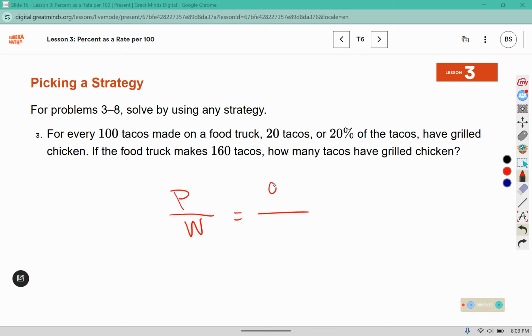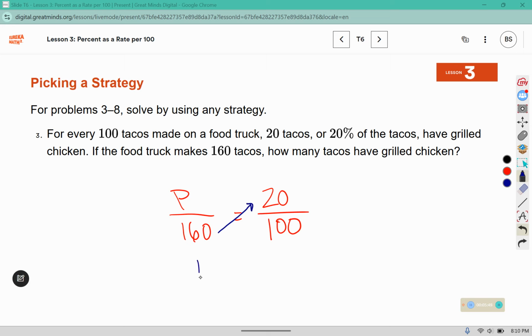Part, whole, percent, 100. This is 20% have chicken. So if we're looking for how many have chicken, we're going to put the 20% here. This is all the tacos they make. That's the whole. And we're looking for the part that has the chicken.